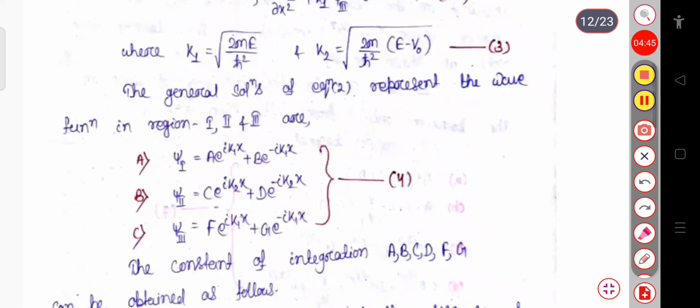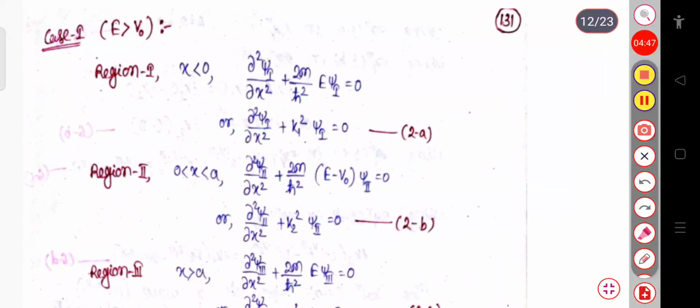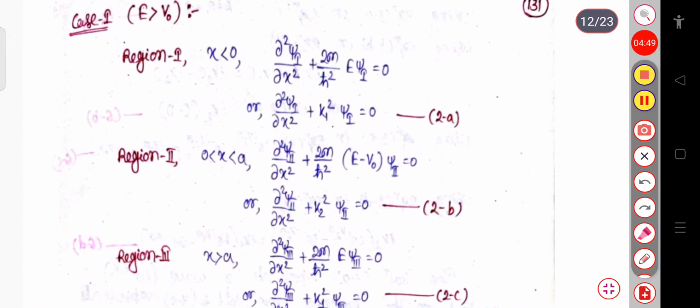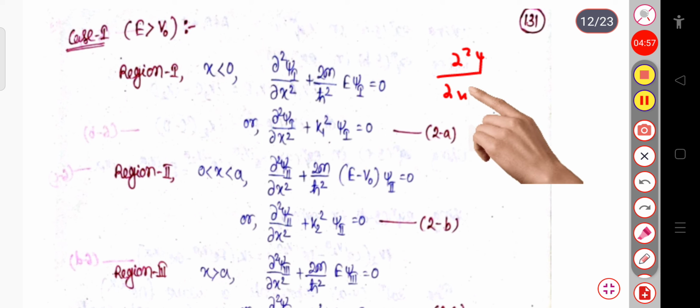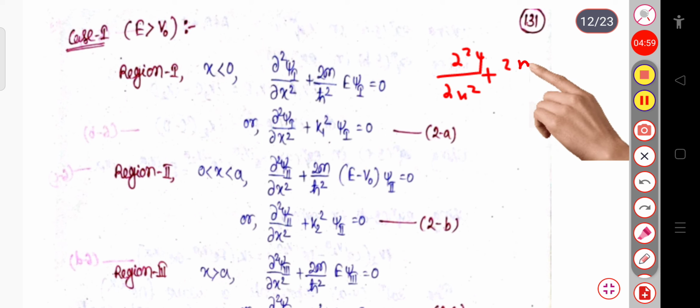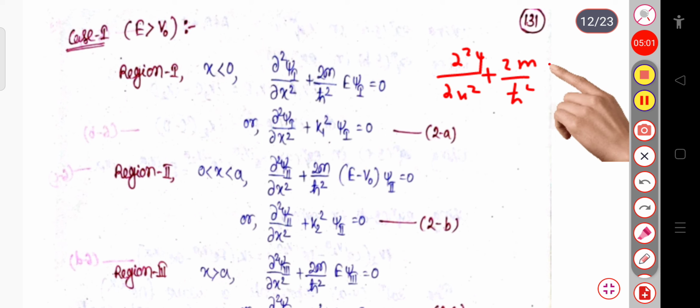Now first of all we will write the three equations in region 1, 2 and 3. So here we will consider the general expression: ∂²ψ/∂x² + (2m/ħ²)(E − V)ψ = 0. So this is your general equation, the Schrödinger time independent equation.